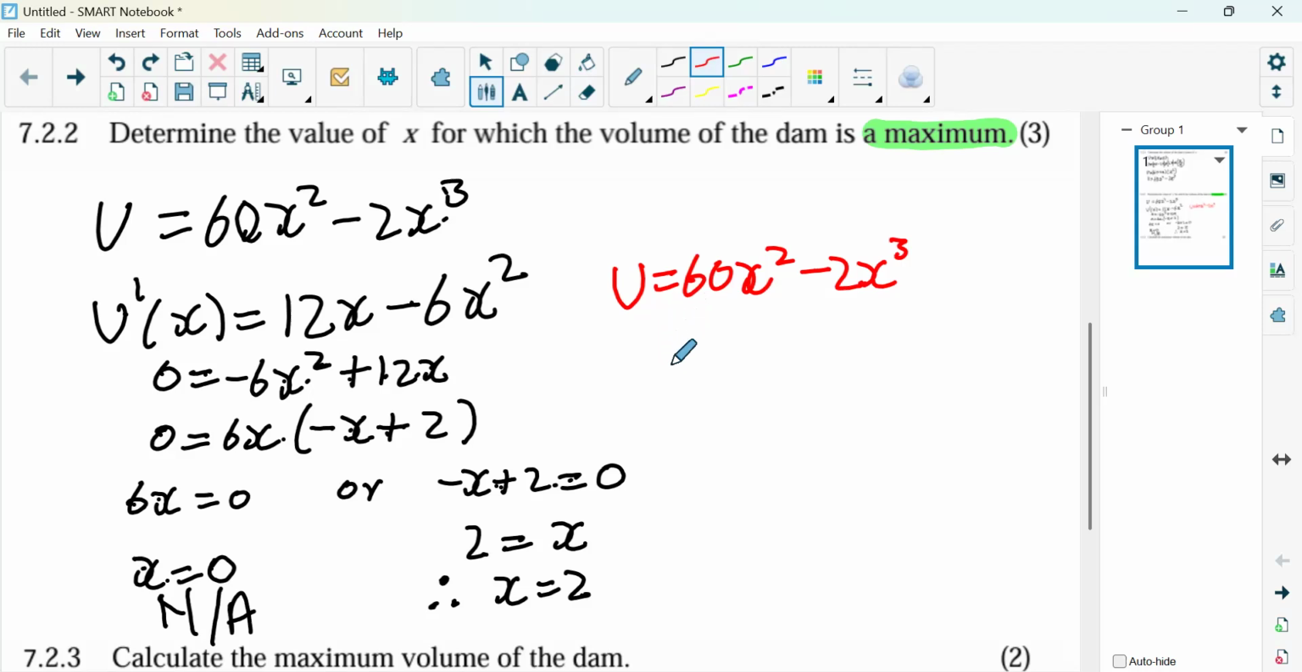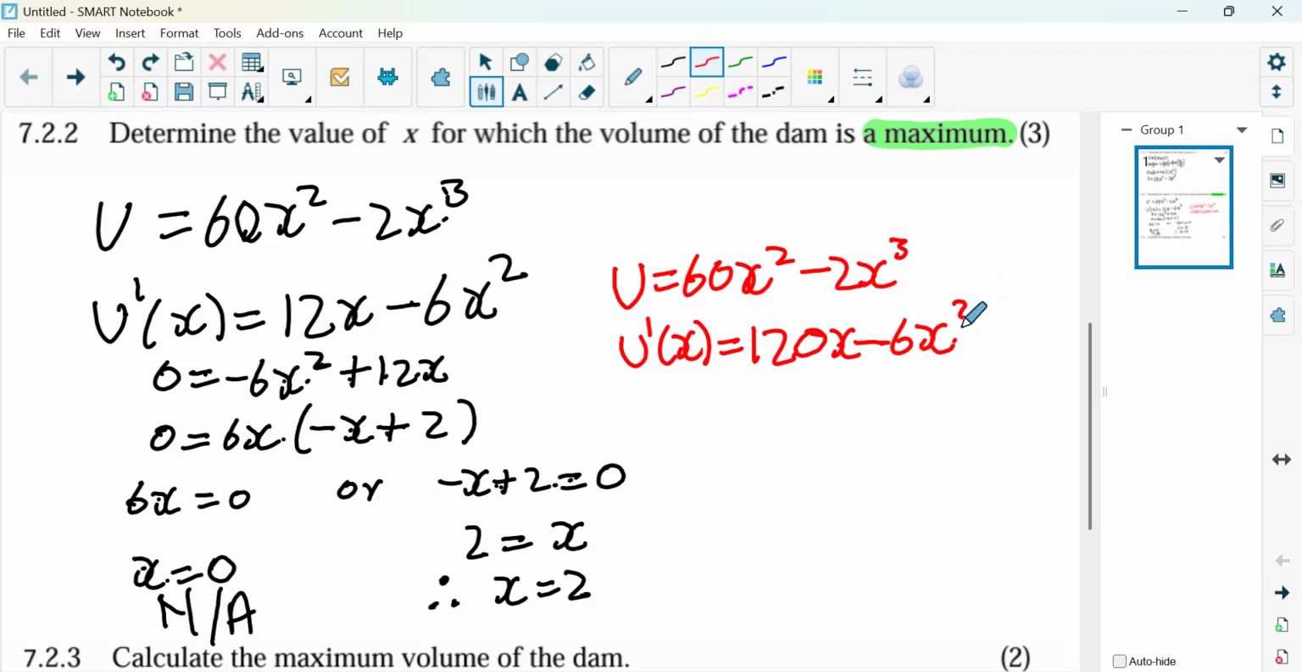Next, we're going to differentiate here. When we differentiate, we tell them that V prime is going to be equal to... we have 2 multiplied by 60, not 6. 2 multiplied by 60 is 120, so we have 120x. And then we have 3 multiplied by negative 2, you get negative 6x squared.